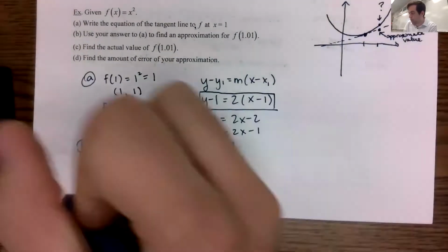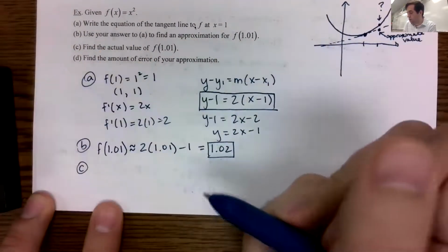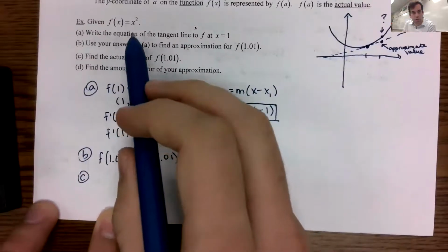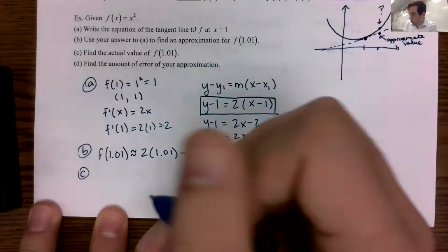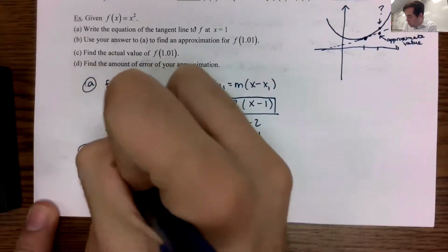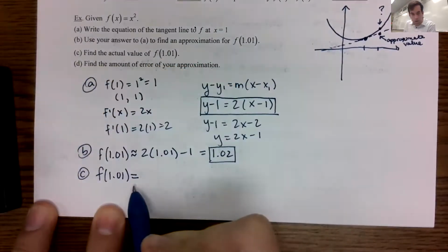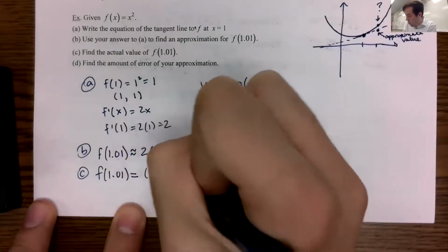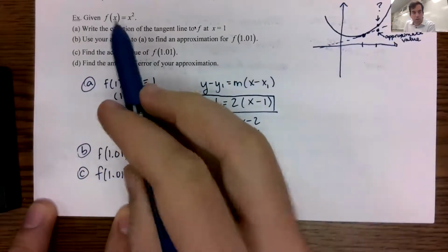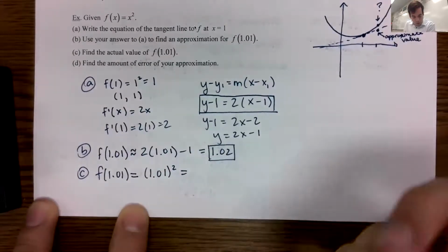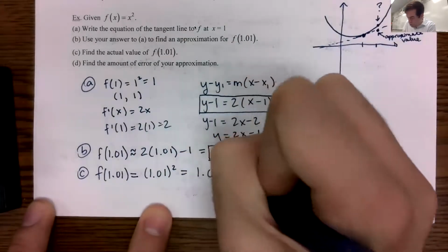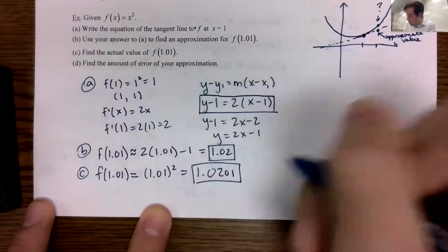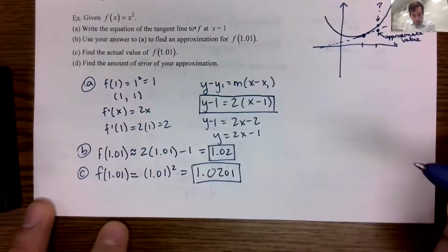So in letter C, we're going to find the actual value. So we're going to go back to the original equation, x squared, and plug in 1.01. So the actual, now I'm using a real equal sign here. The actual value of f of 1.01 was 1.01 squared, right? Because we go to the original equation and plug in 1.01, and we get 1.0201. So this was our approximation. This is where we really are.